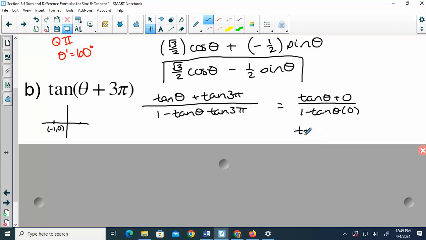So we get tangent of theta on top. On the bottom, you get 1 minus 0, which is just 1. So tangent theta. Or you can separate over 1. That's fine.